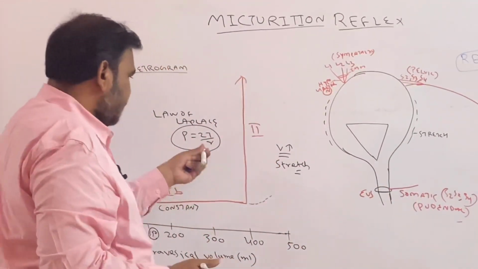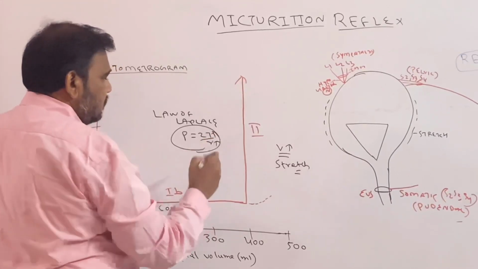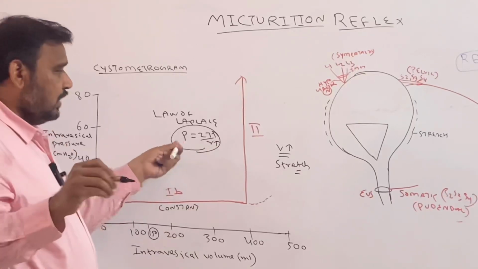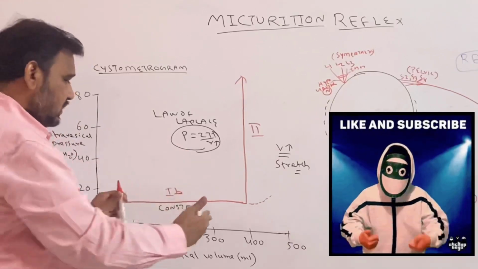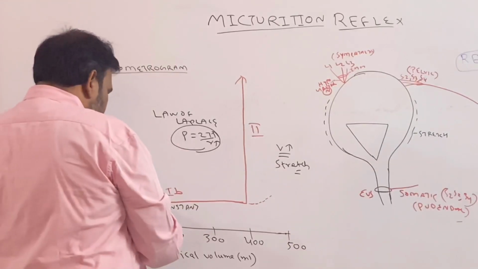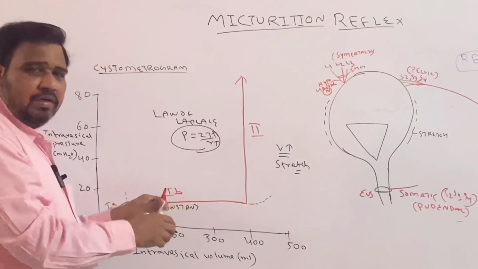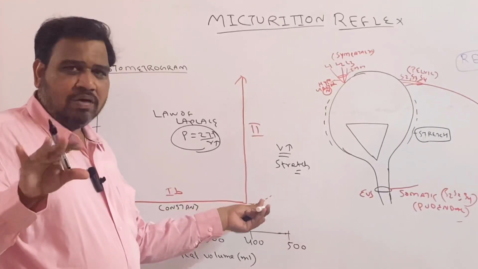So what happens to the radius? The radius is increased, and the tension is also increased. So the numerator is increased and the denominator, the radius, is increased. What will happen to the pressure? Above is increased, below is increased, so the ratio remains the same. That is the reason why, from around 90 or 100 up to 400, in phase 1B the pressure remains the same. But this holds good only up to 400.